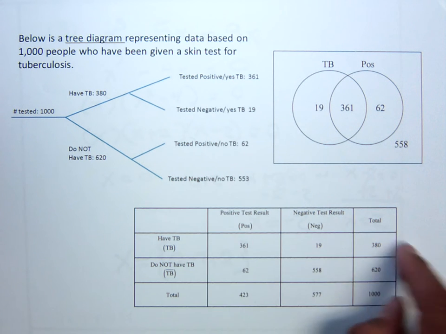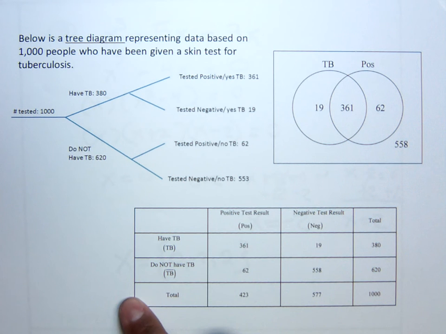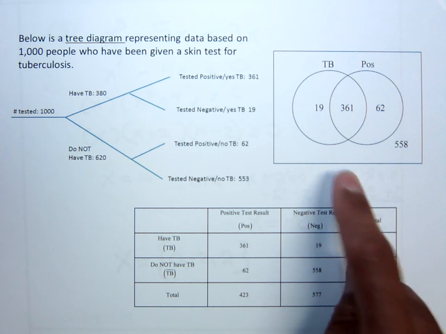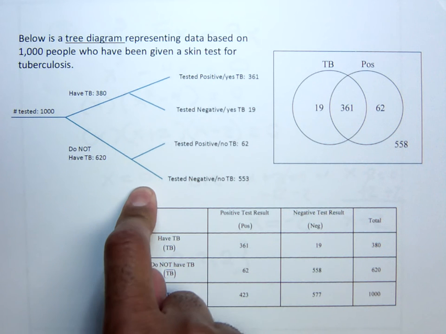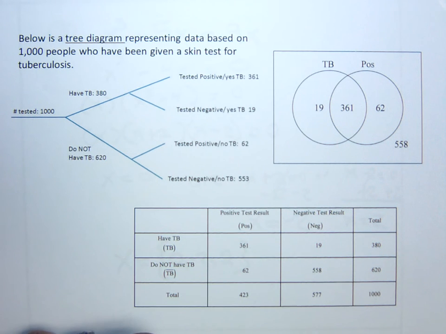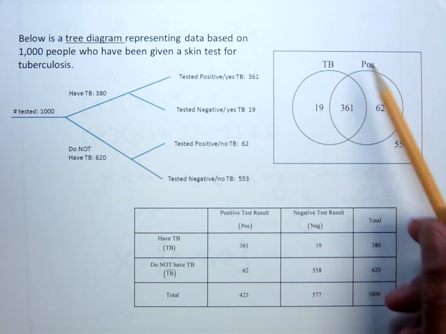Same is true for the two-way table. Same information that's on this diagram is on the two-way table, and the same information that are both of these are also on the tree diagram. So let's see an example of that. This is the one we're most familiar with.